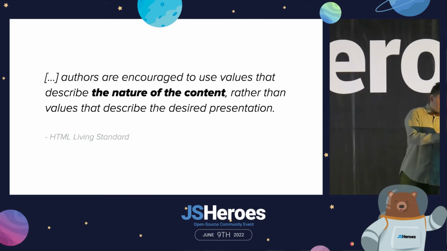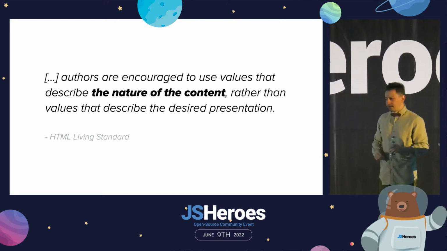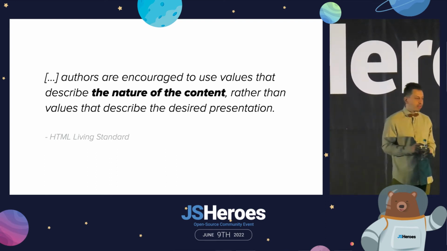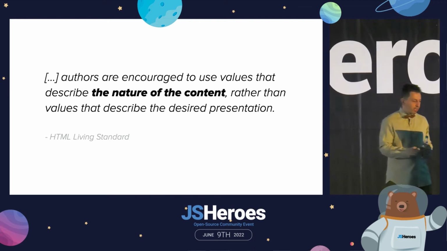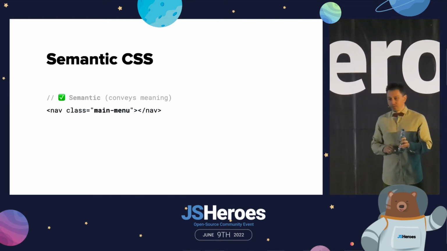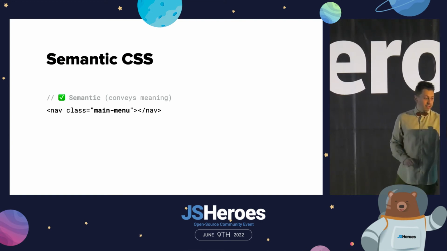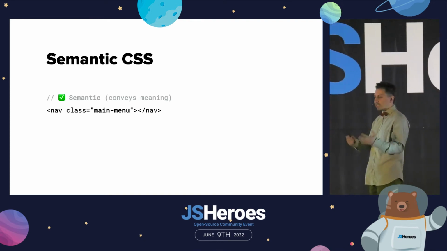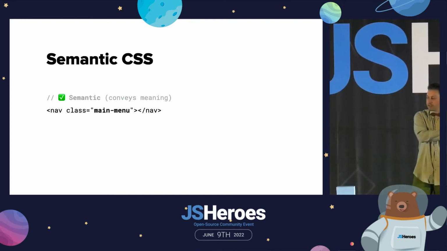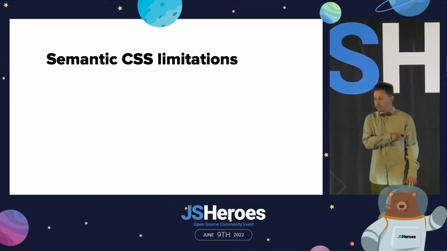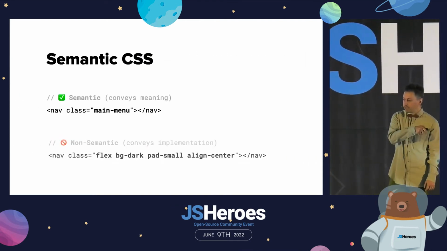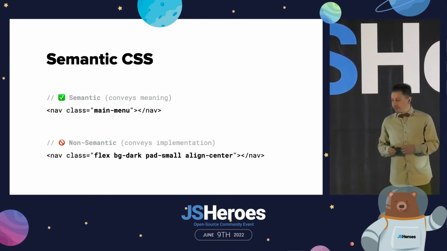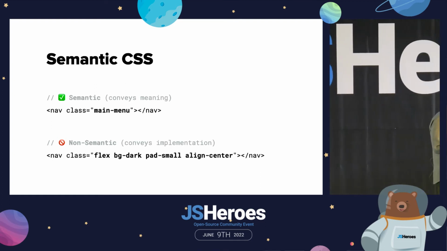Now, during that time, the HTML Living Standard encouraged us to use values that describe the nature of the content rather than values that describe the desired presentation. To put this in other words, we were encouraged to use the so-called semantic CSS, or use semantic names which convey meaning, like main menu and product item, instead of non-semantic names that convey implementation, like background dark or align center.